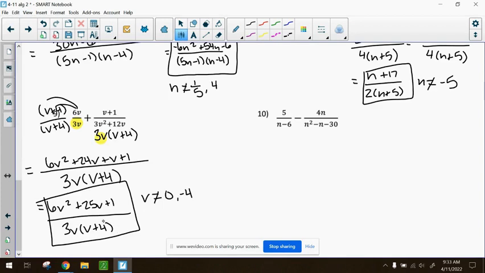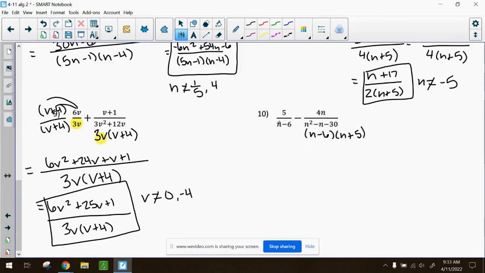The negative 4 comes from the v plus 4, and the 0 comes from the fact that we have a regular v out here by itself. In number 10, it works very much the same way, where I have to factor this part before I can see what each side is missing. So n squared minus n minus 30 will factor into n minus 6 and n plus 5.